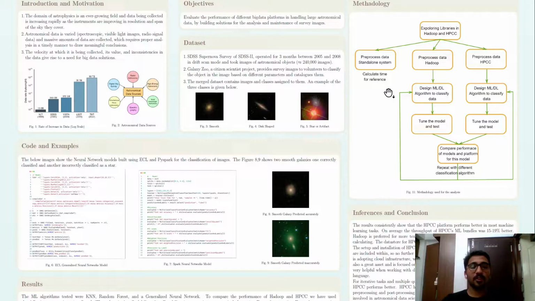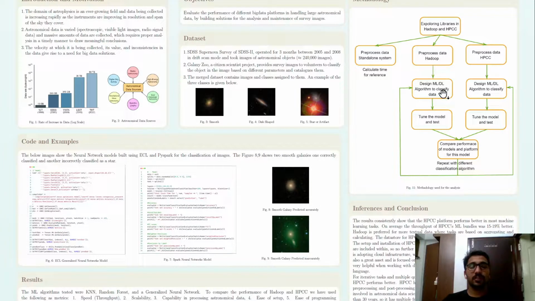To compare the two models, we first explored libraries in Hadoop and HPCC that were useful for each task in the project. Then, preprocessing is performed where each image is grayscaled, cropped to retrieve the center part of the image, and then compressed to a 28 by 28 pixel image. The machine learning or neural network model was built and tuned for this input.